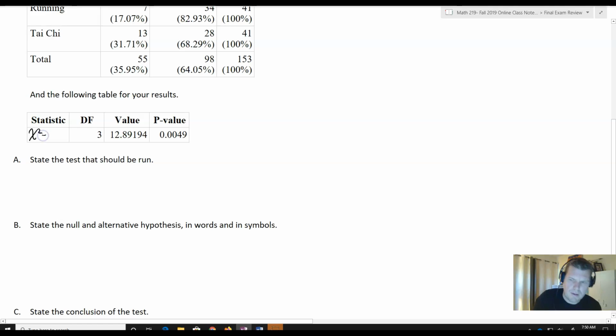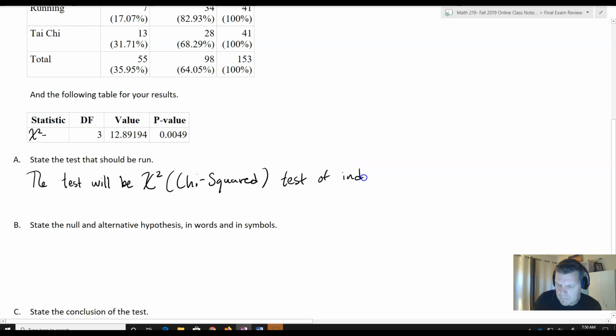Right? So how we know it's chi-squared, the test will be chi-squared. And it'll be a test of independence. Or test for independence is also another way to state this. Because, and let's look at why the because.